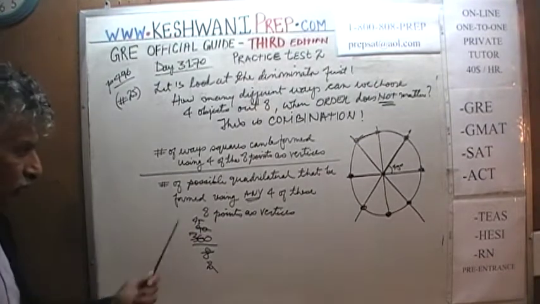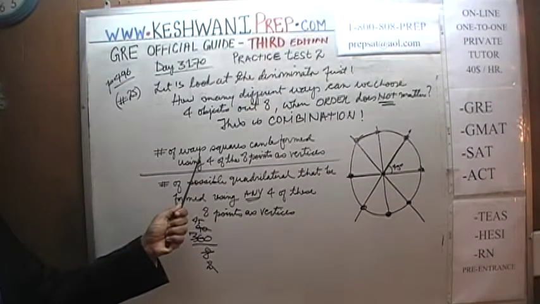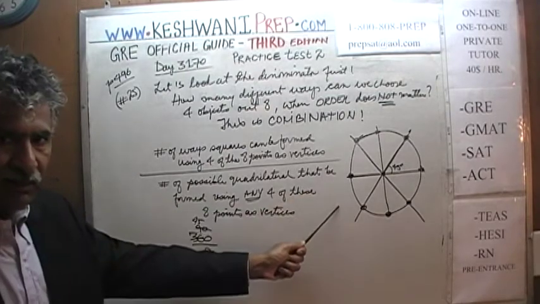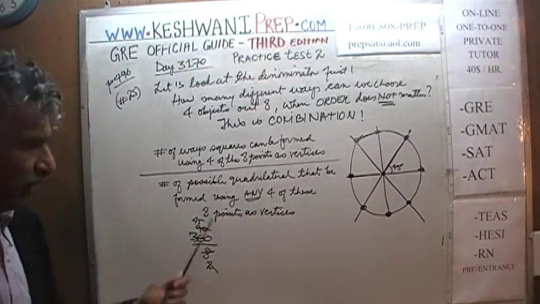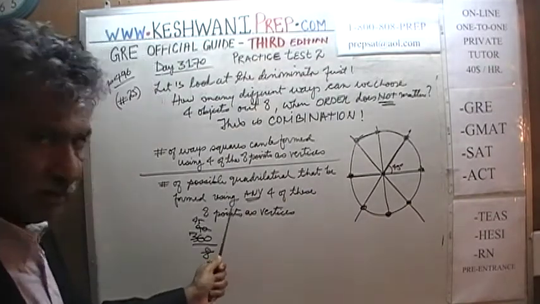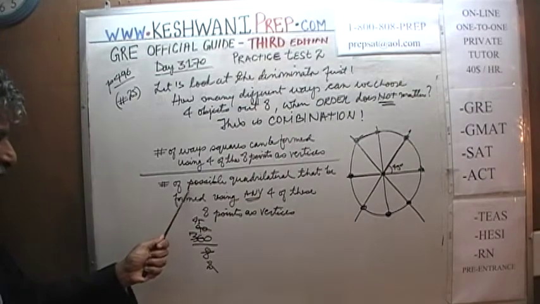So, we need the room, so we can erase this. We'll come back and figure out the numerator in a second, as to how many squares can be formed using four of these eight points as vertices. But let's take care of the bottom part that we're working on right now. So this is the bottom.